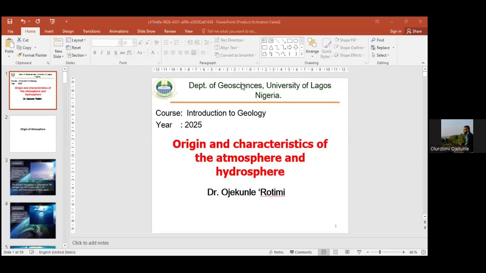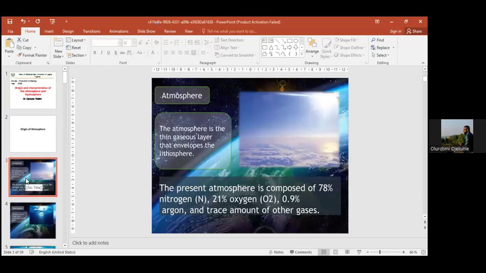And those are the atmosphere and the hydrosphere. The hydrosphere encompasses the liquid portion of the earth, while the atmosphere is the gaseous portion of the earth. So we are going to talk about the origin and the characteristics of the atmosphere and the hydrosphere. So now you can see from the picture, the atmosphere is just gaseous because it is transparent.